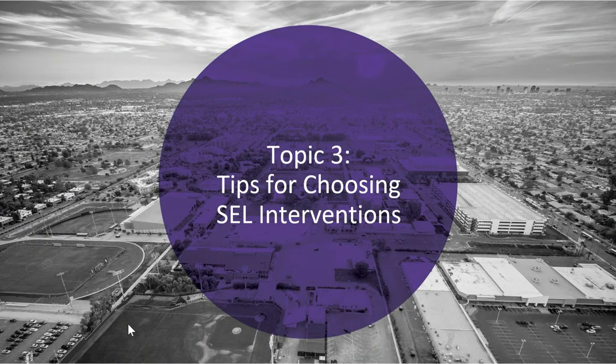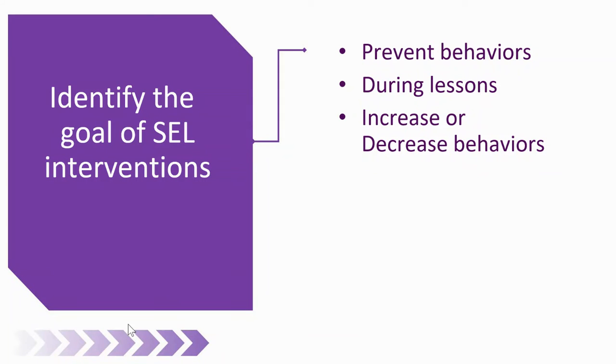Today, we are going to briefly look at some tips for choosing social emotional or SEL interventions. Prior to choosing interventions, you want to ask yourself, is the goal of my intervention to prevent behaviors? Is my goal to correct behaviors or redirect students during lessons? Have I identified a goal or a behavior that I'm hoping to work towards, to increase a behavior or to decrease a behavior?